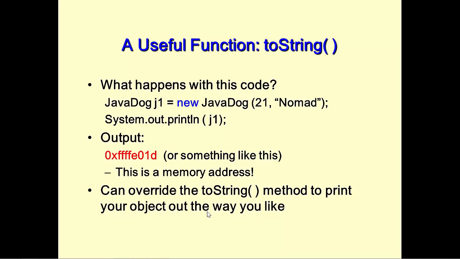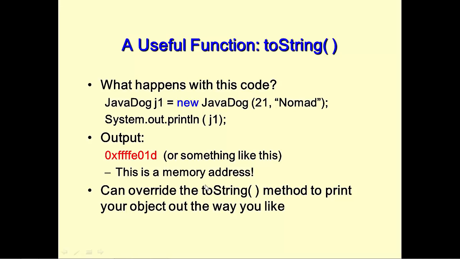I could say JavaDog J1 gets a new JavaDog that weighs 21 pounds and its name is Nomad. And if I were to try to directly print out the variable J1 like you see right here, System.out.println(J1), what's going to print to the screen? Well, it's going to look something like this, 0xFFFED, a whole bunch of garbage, and it's not going to be exactly that. And that's actually the memory address of where J1 is located in terms of memory.